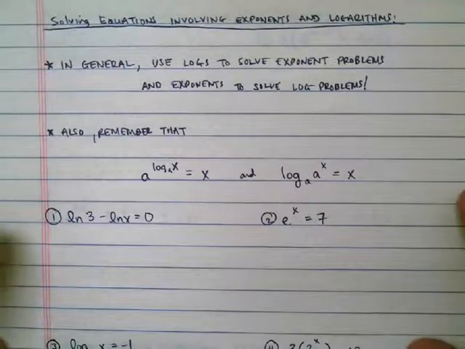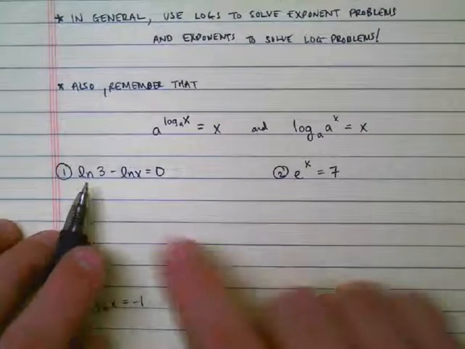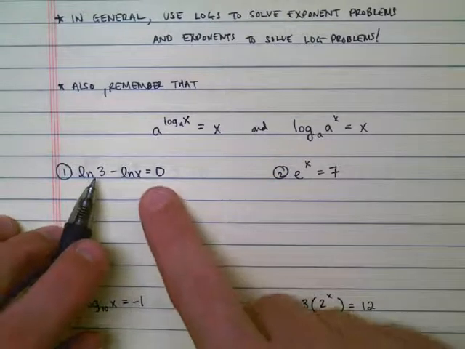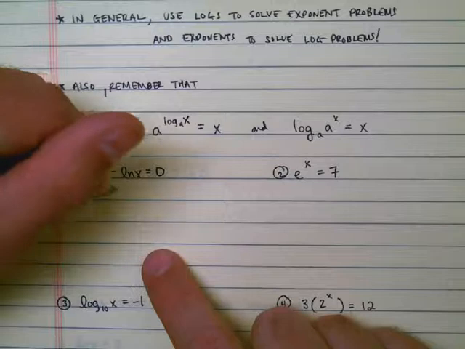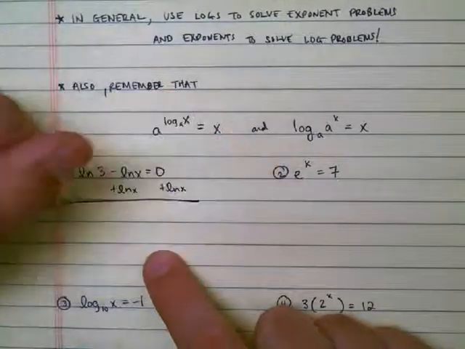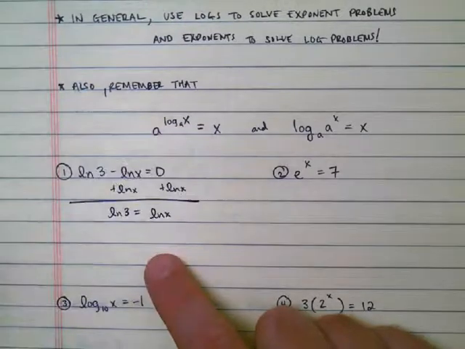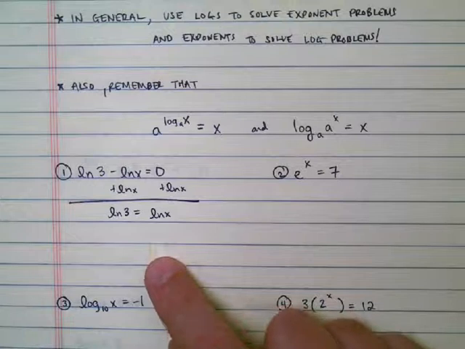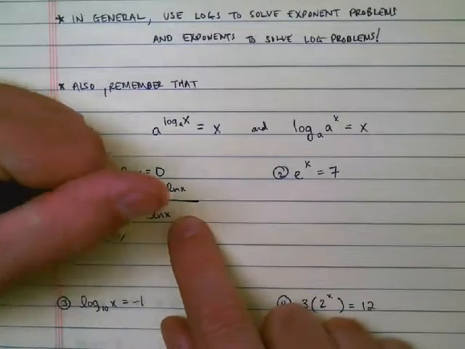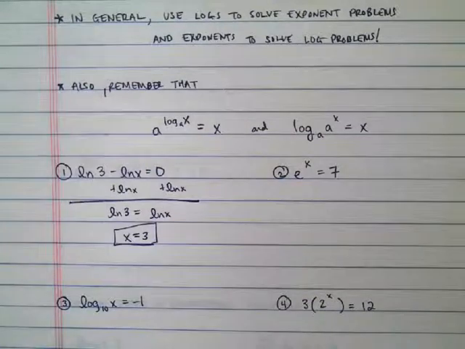Okay, so first example, natural log of 3 minus natural log of x is equal to 0. Well, in this case, if I just add the natural log of x to both sides, I see that I end up with the natural log of 3 is equal to the natural log of x. And there's only one way that this can be true. That's if 3 and x are the same value. x must equal 3. So that one's pretty straightforward.